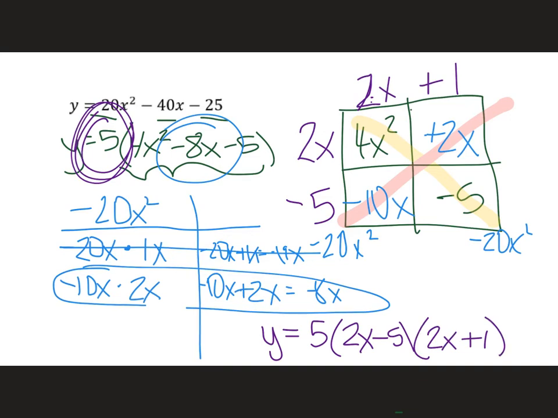If you did not factor out the 5, then you would want to distribute the 5 to either the 2x minus 5 or the 2x plus 1. You wouldn't distribute it to both because they're already multiplied together. So if you distribute it to one, it will go ahead and get multiplied to the other when you work it out. So basically, if you did distribute the 5, you would either have 10x minus 25 times 2x plus 1, or 2x minus 5 times 10x plus 5. It would be one of those two answers.